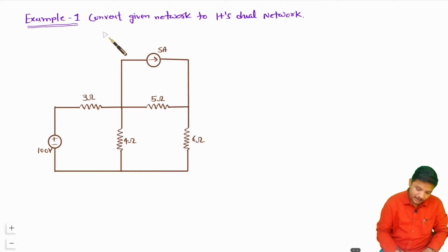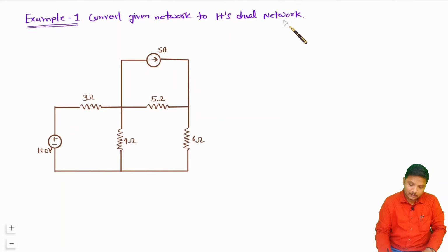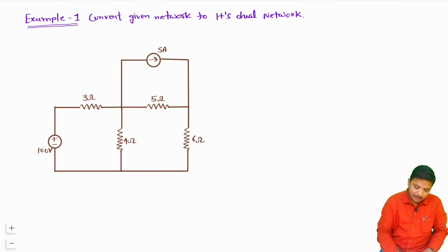Here we deal with converting a given network to its dual network. There are a few basic steps that you should understand. The first step is to make loops in the given network. So let me make loops over here.